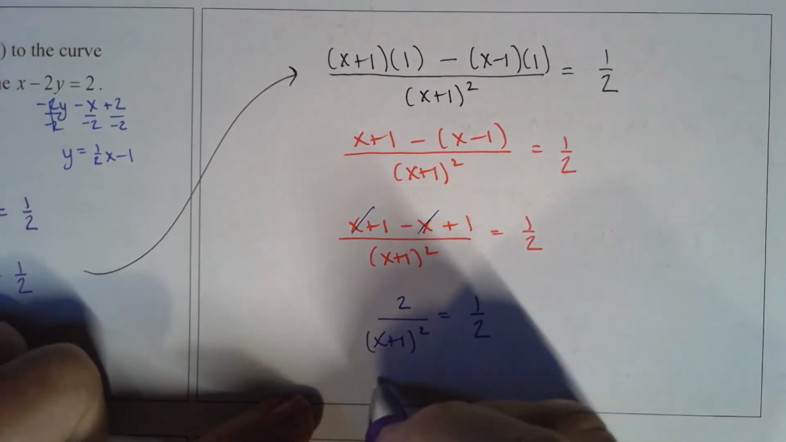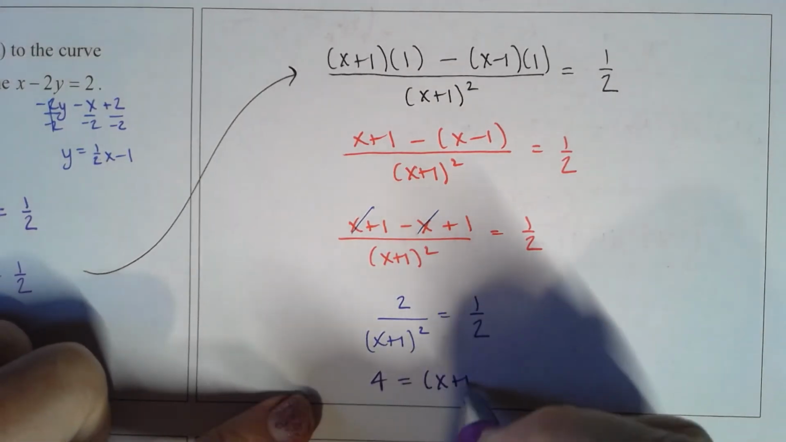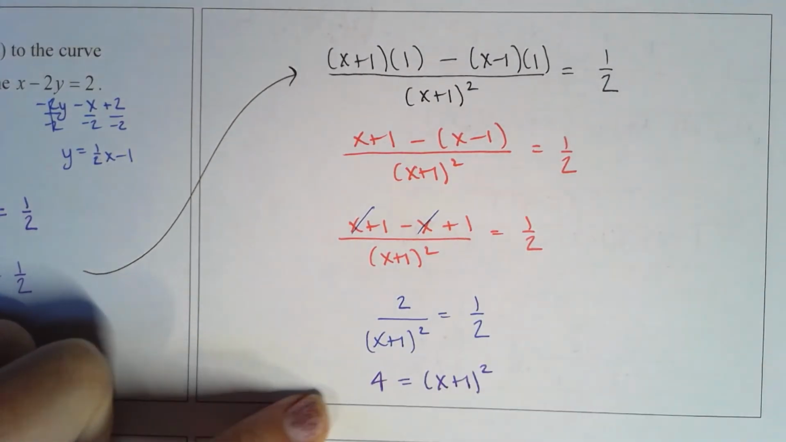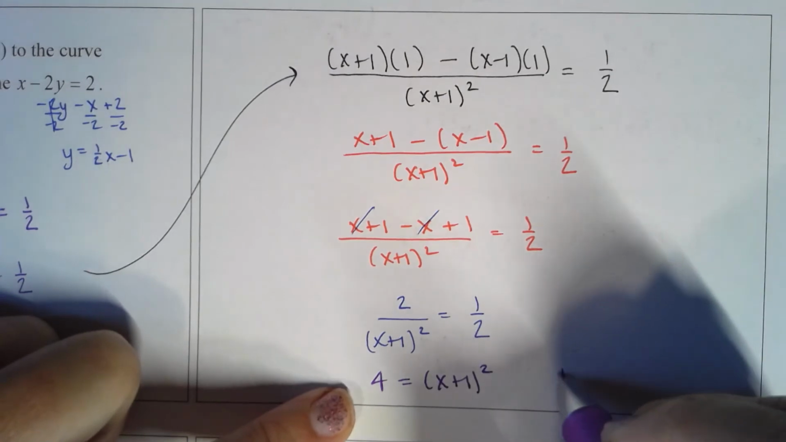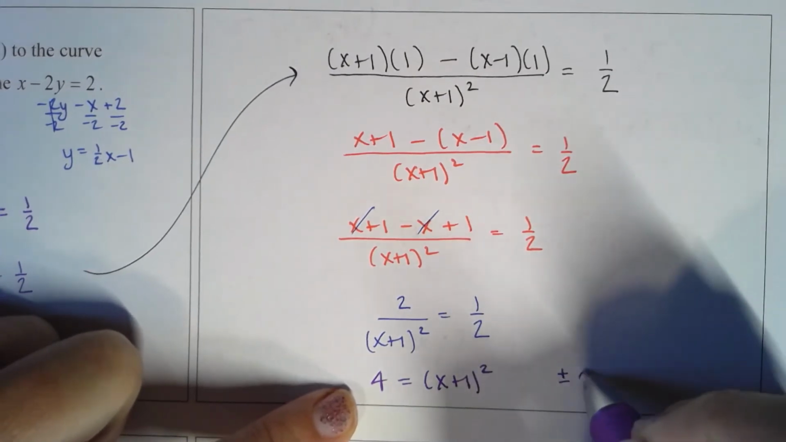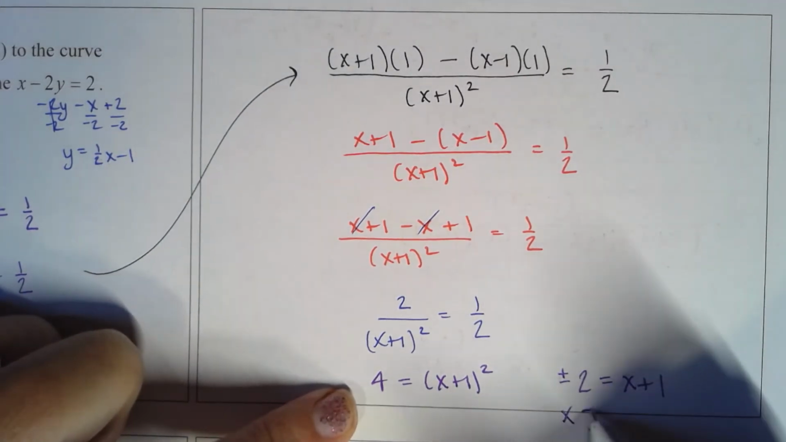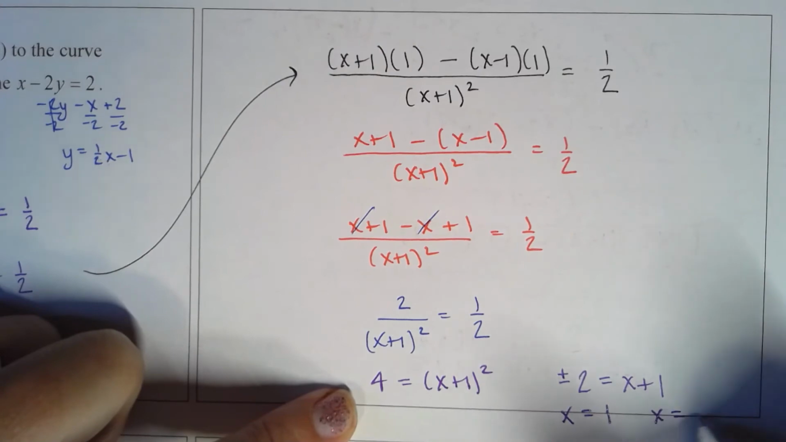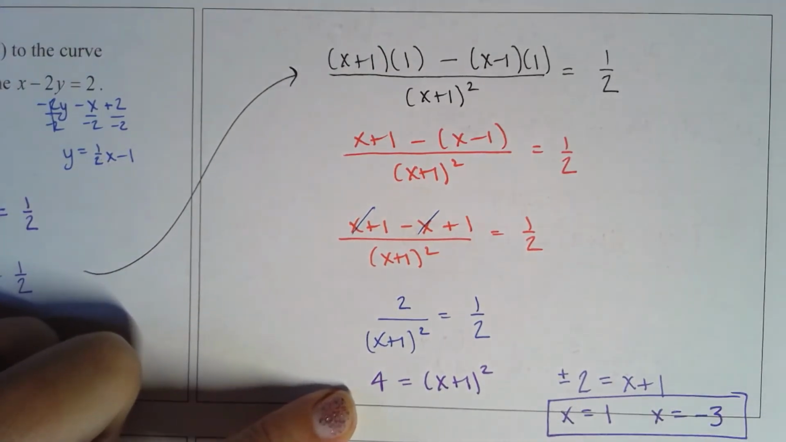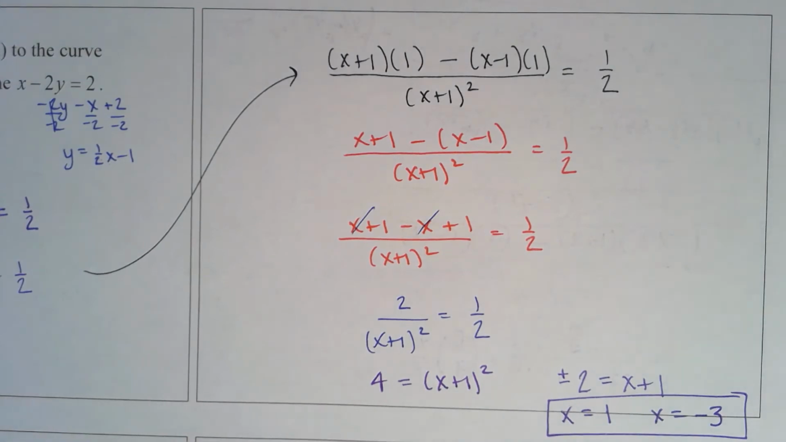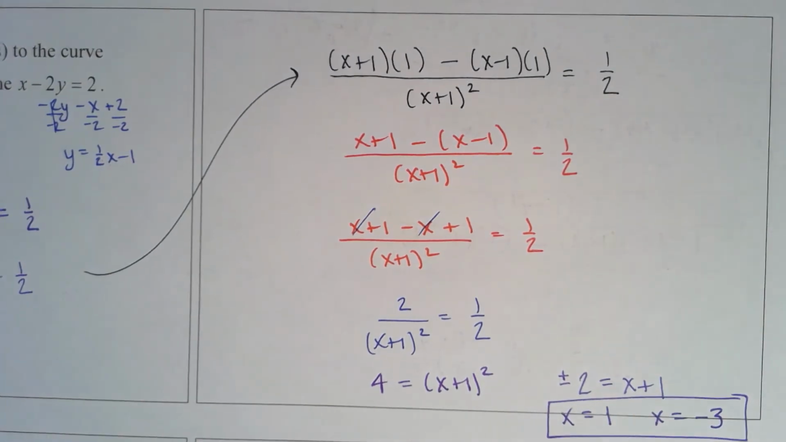So let's cross multiply. So I have 4 equals x plus 1 squared. Take the square root of both sides: plus or minus 2 equals x plus 1. So if I subtract 1, 2 minus 1 is 1, or negative 2 minus 1 is negative 3. We just found the x values where this happens. Pause if you need to.